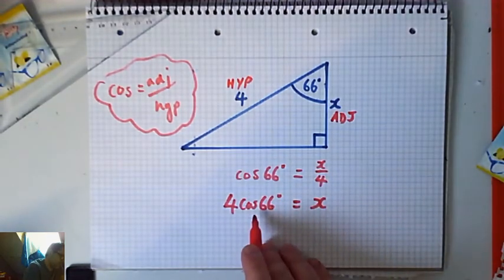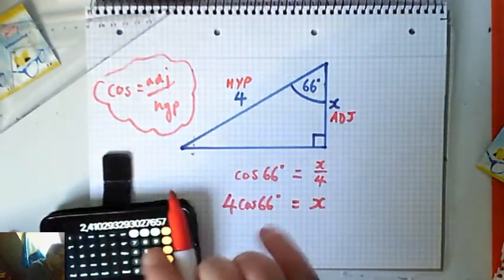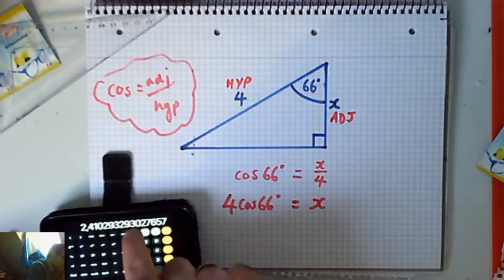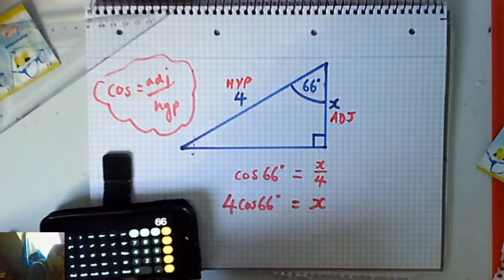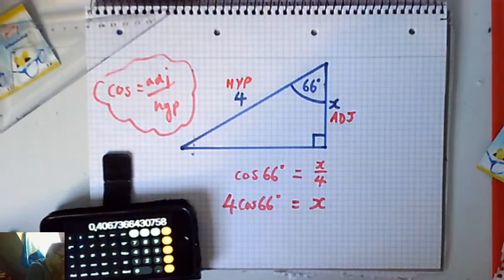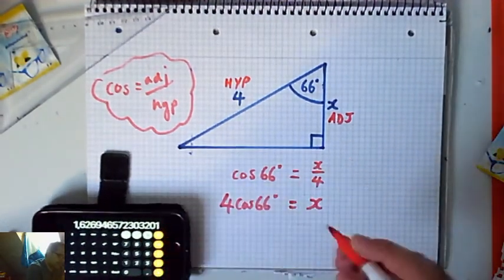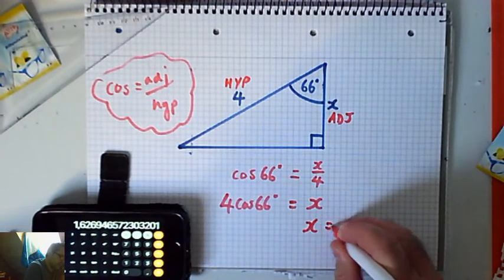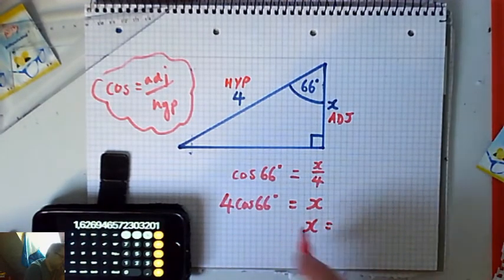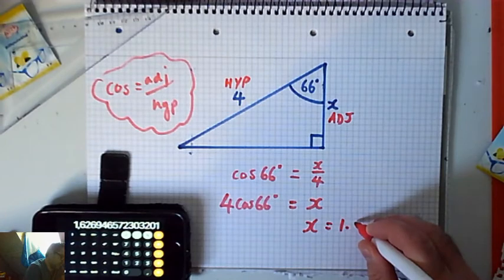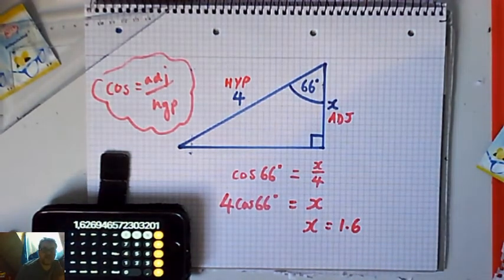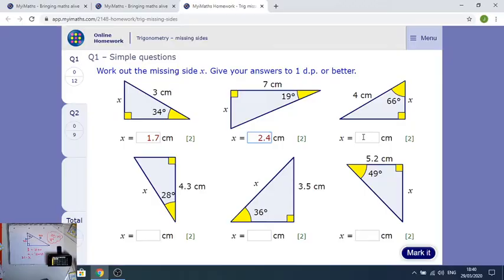4 times cos 66. So on my useless calculator, I've got to do 66 cos, do it in the wrong order, and then multiply it by 4. But if you've got a better calculator, then that will allow you to punch things in the right order. Anyway, I get 1.6, so let's go over to iMaths and put that in.